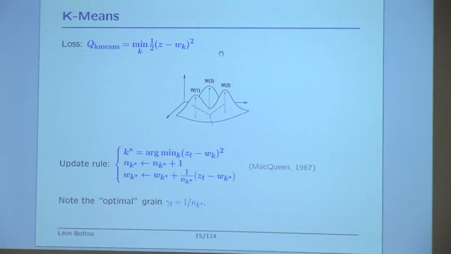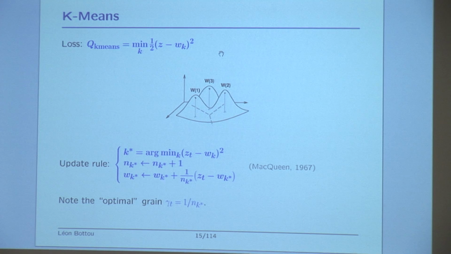K-means. Well, I'm going to have a loss. K-means is the minimum over k of 1/2 ||Z minus W_k||squared. K-means is this system where you have centroids, you have examples, and you try to position the centroids in a way that spreads the examples. So the loss means that the distance between an example and the closest centroid has to be as small as possible.